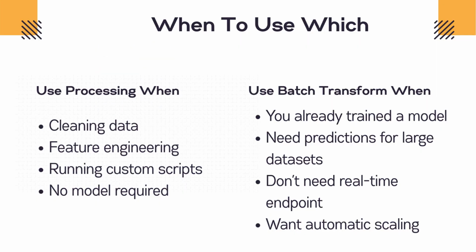So when should you use each one? If you're preparing data or running custom workflows, use processing. If you already trained a model and need large-scale predictions, use batch transform. Processing is flexible compute. Batch transform is managed inference. That's the key difference.